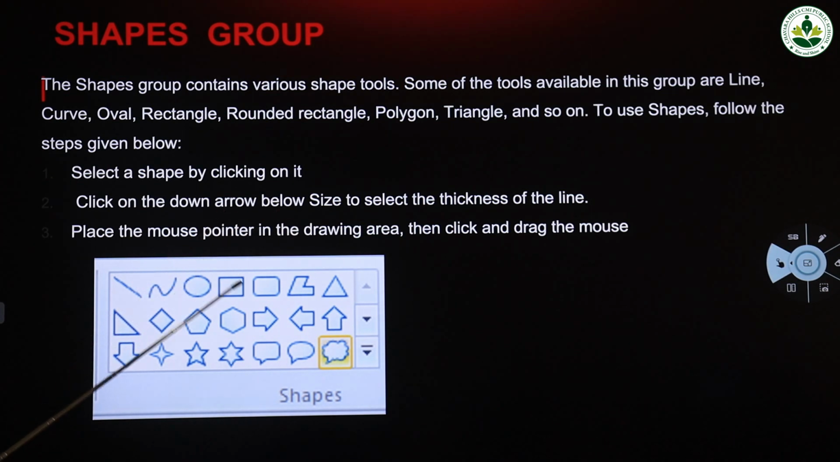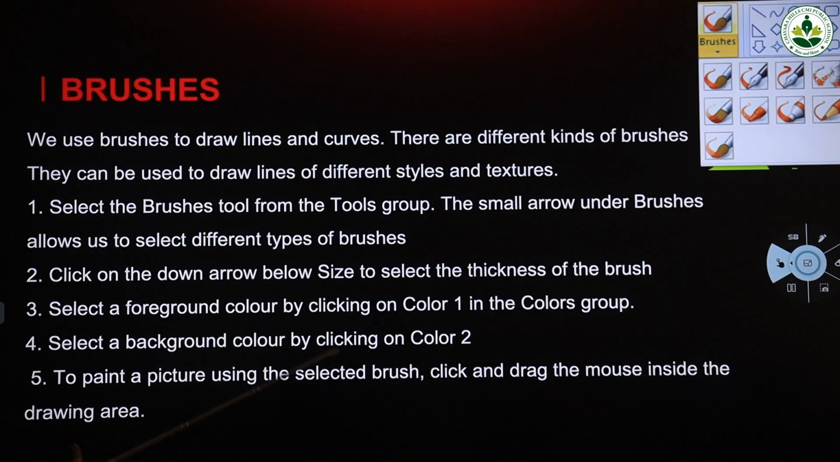Then place the mouse pointer in the drawing area, then click and drag the mouse. So choose a shape here, then you can choose the thickness. After that, place the mouse pointer in the drawing area, click and drag the mouse. You can see the shape appear there in the drawing area.